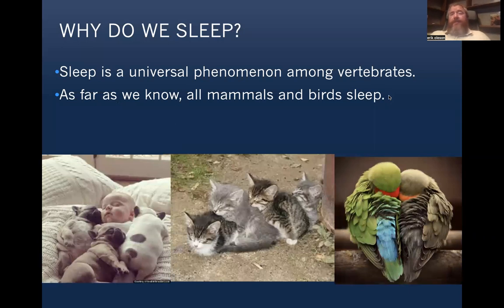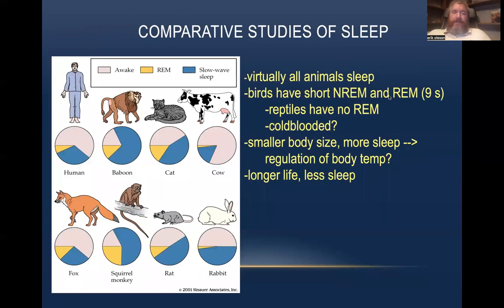First, sleep is a universal phenomenon amongst vertebrates. As far as we know, all mammals and birds sleep. Birds have short non-REM and REM sleep, reptiles have no REM sleep, and there might be a divide there between cold-blooded animals and warm-blooded animals.